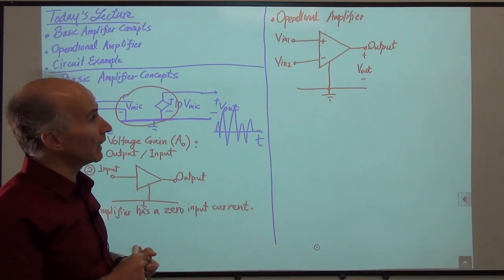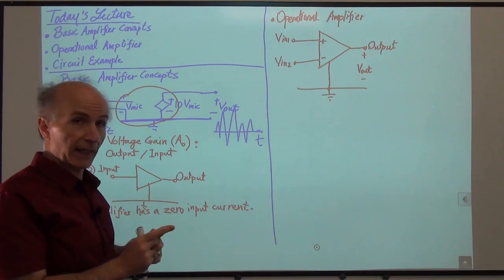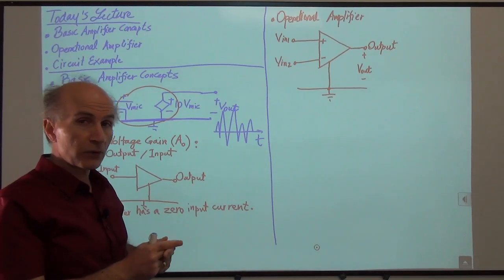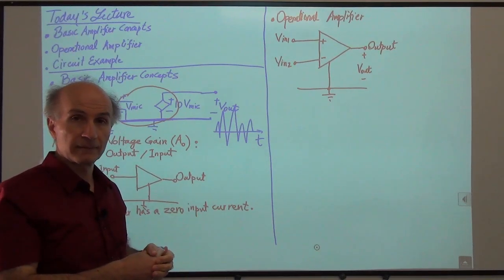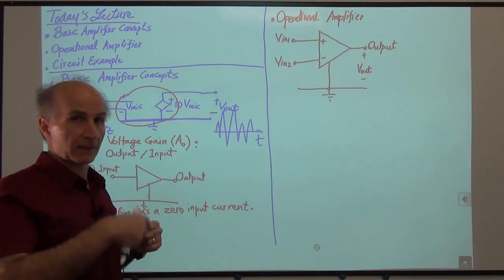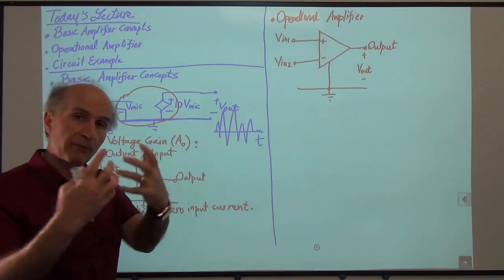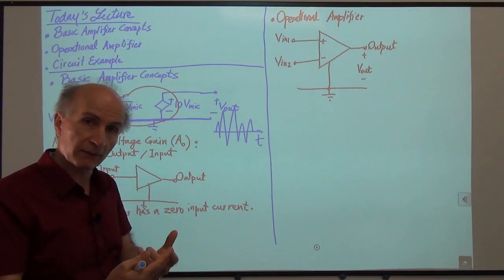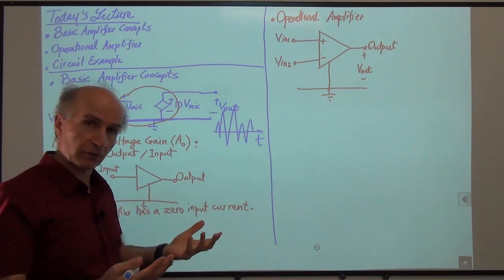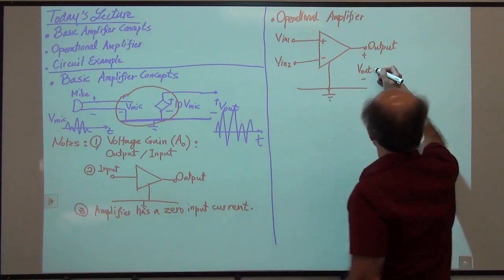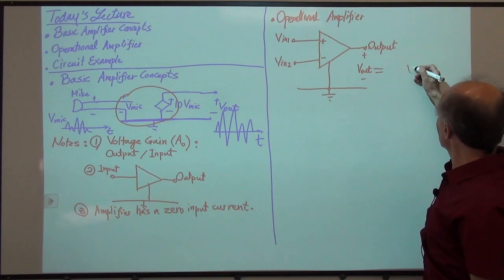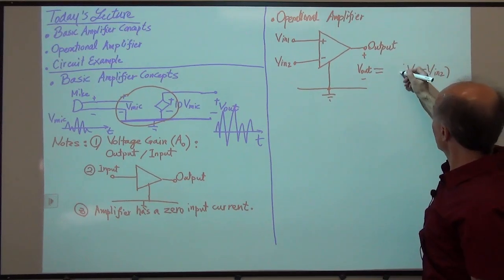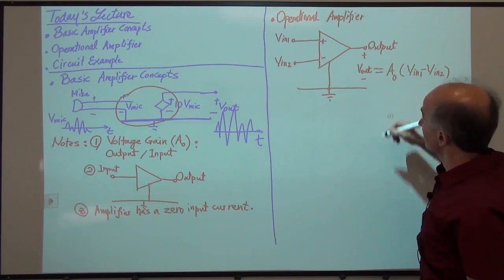Okay, so what the op-amp does is it generates an output voltage, V out, that is proportional to V in 1 minus V in 2. So it doesn't care about V in 1 itself. It doesn't care about V in 2 itself. It just looks at the difference between the two and amplifies that difference by some gain, by some factor. So the op-amp says, I'm going to take the difference between the 2 inputs, V in 1 and V in 2, and I multiply that by my voltage gain, A0.